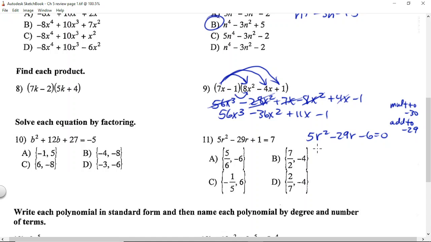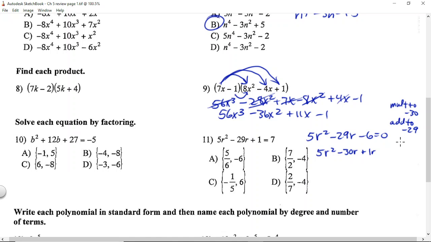So remember, what do we do with that? Well, that's because this is 5 here instead of just 1. Once we find that, we have to split the middle and then factor by grouping, and we'll have it. So 5r squared, we're going to split the middle into minus 30r and also positive 1r, because those are the two numbers we had. Negative 30 and 1 were the numbers that we found.